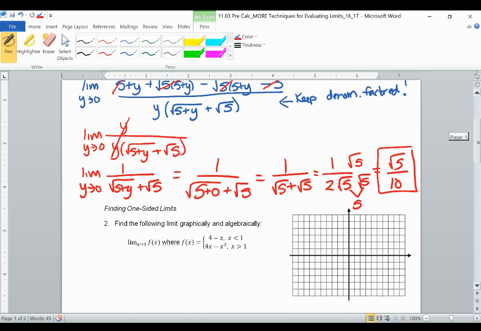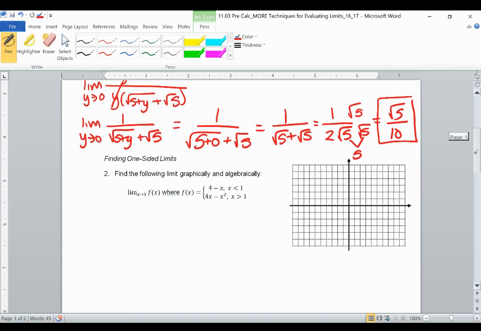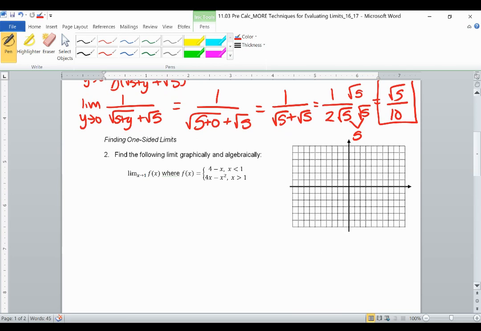Okay, number 2, finding one-sided limits. So here's where we're looking at these piecewise graphs to see a one-sided limit. Find the following limit graphically and algebraically. So let's start with graphically. We're looking for the limit as x approaches 1. So you'll notice over here we have x is less than 1, x is greater than 1.